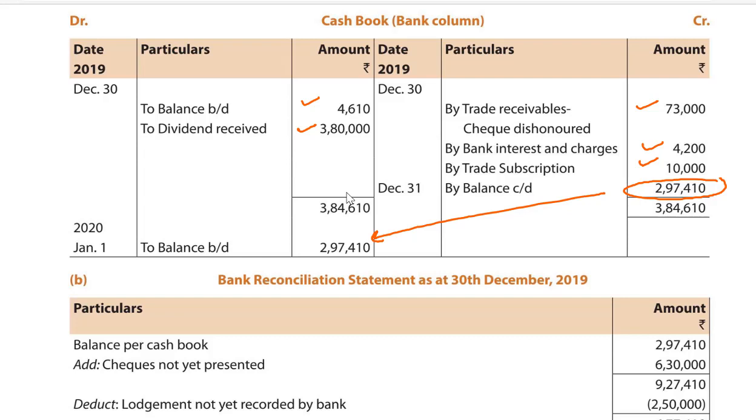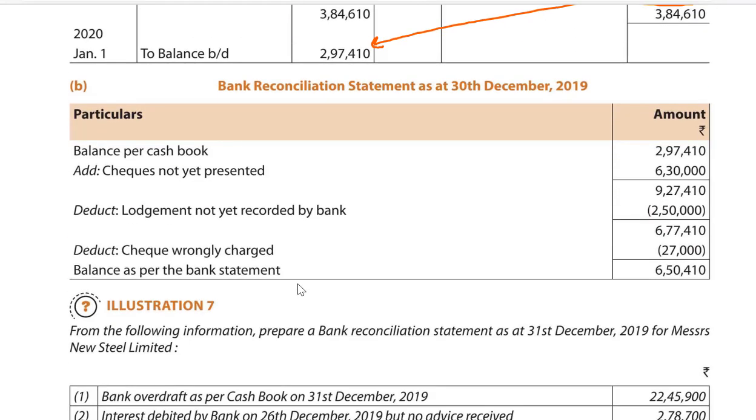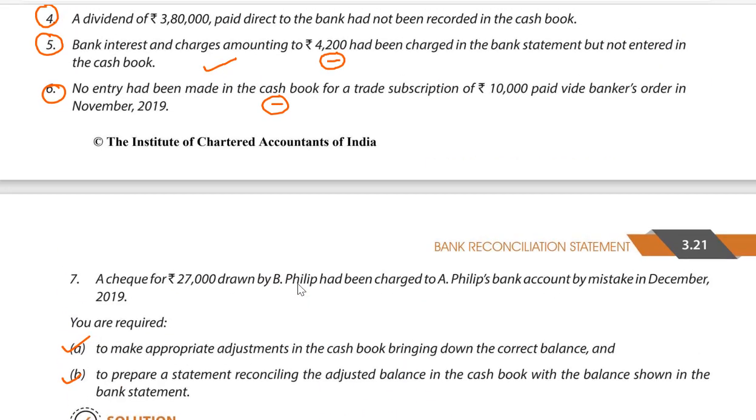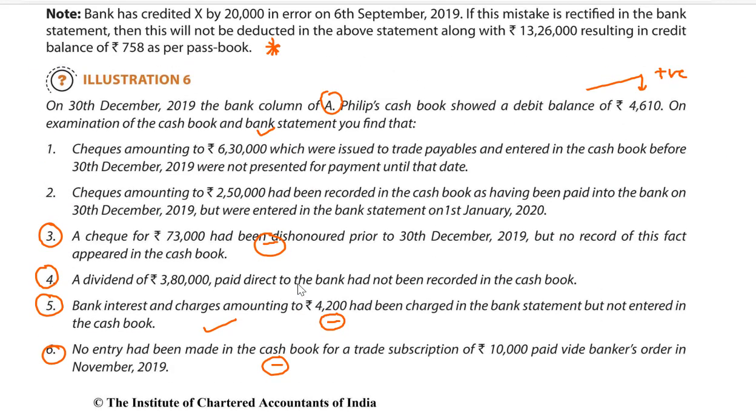I believe you understood till here. Let us try and make the BRS. Balance as per cash book, 2,97,410, that we have presented just over here. Corrected cash book balance. Just the first one: checks amounting to 6,30,000 were issued to trade payables and entered in the cash book before 30th December 2019 but not presented for payment.